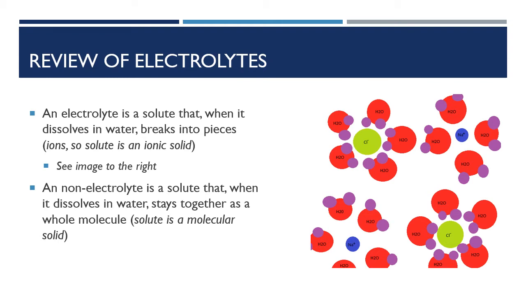An electrolyte is a solute that, when it dissolves in water, breaks up into pieces. Specifically, those pieces are ions. In the image here on the right, you'll see that sodium chloride has dissolved in water and broken up into sodium ions and chloride ions. A non-electrolyte is a solute that, when it dissolves in water, will stay together as its whole molecular self. Think something like glucose.